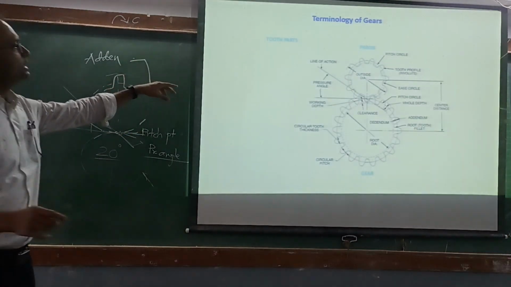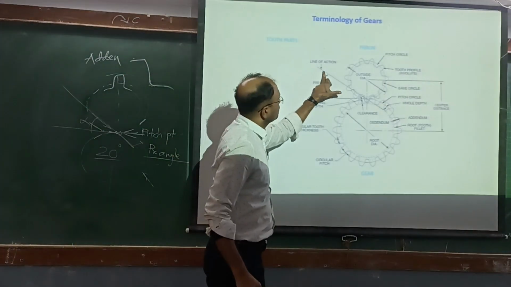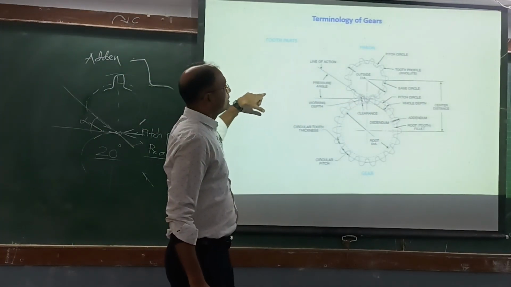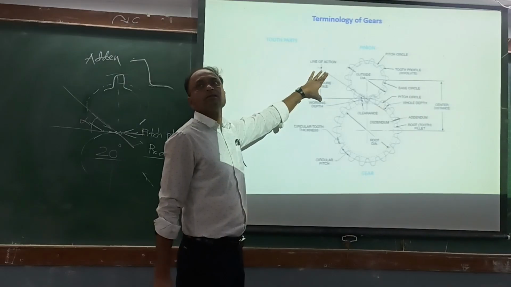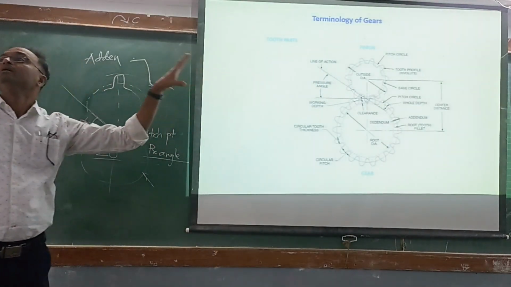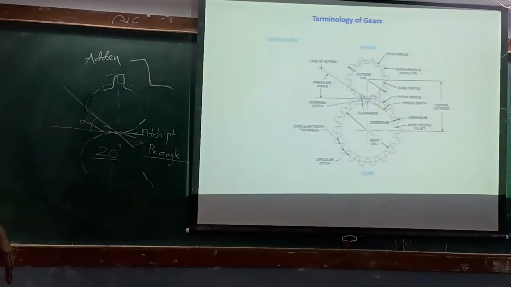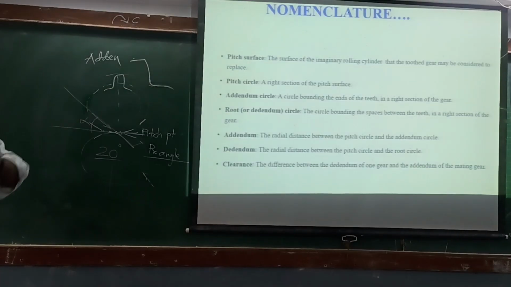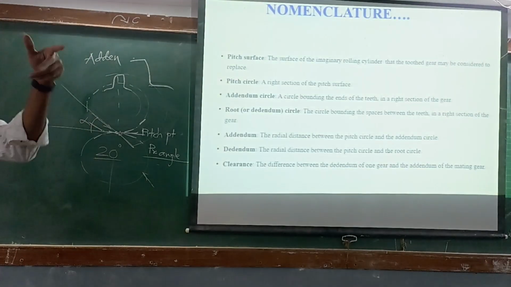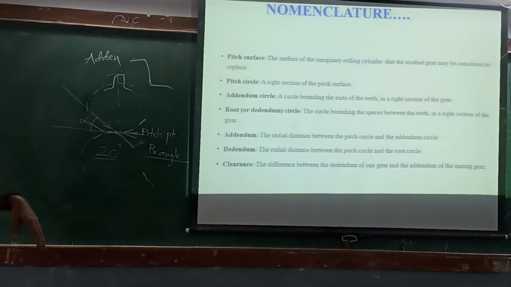Okay, so that pressure angle you can see. This is line of action and this is common tangent. दोनों के बीच का angle is called as कौन सा angle? Pressure angle. Okay. बाकी circular pitch and all we will see later on. So pitch surface is imaginary rolling circle, pitch circle, addendum circle. Now we will start from here.